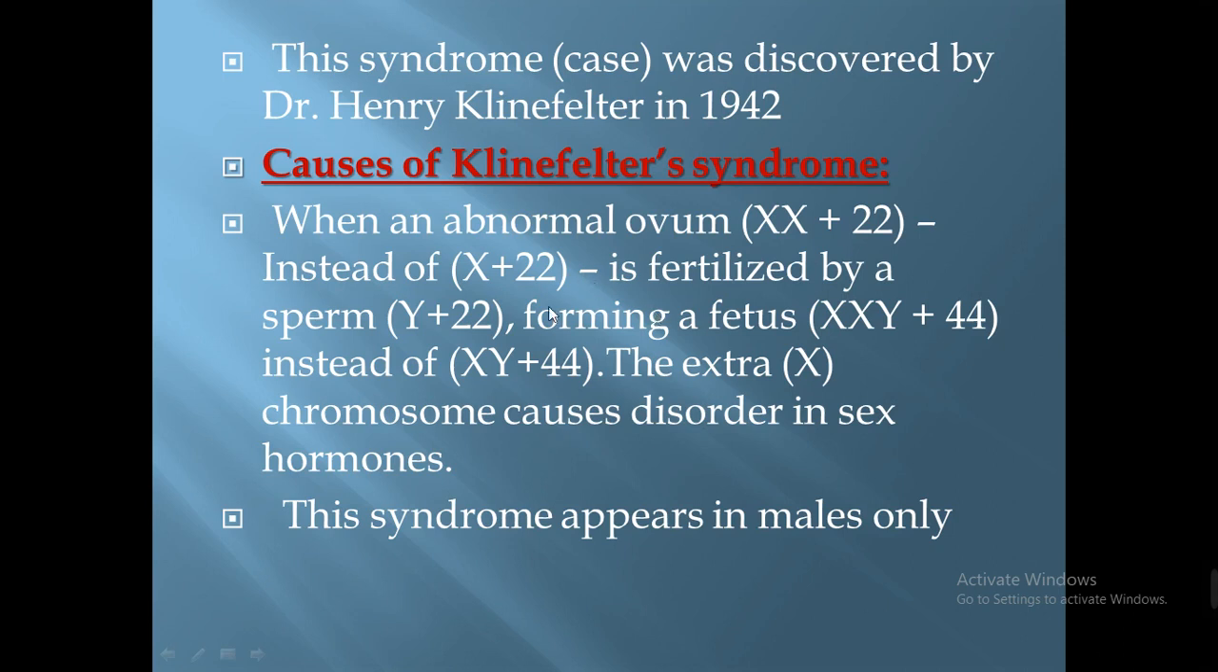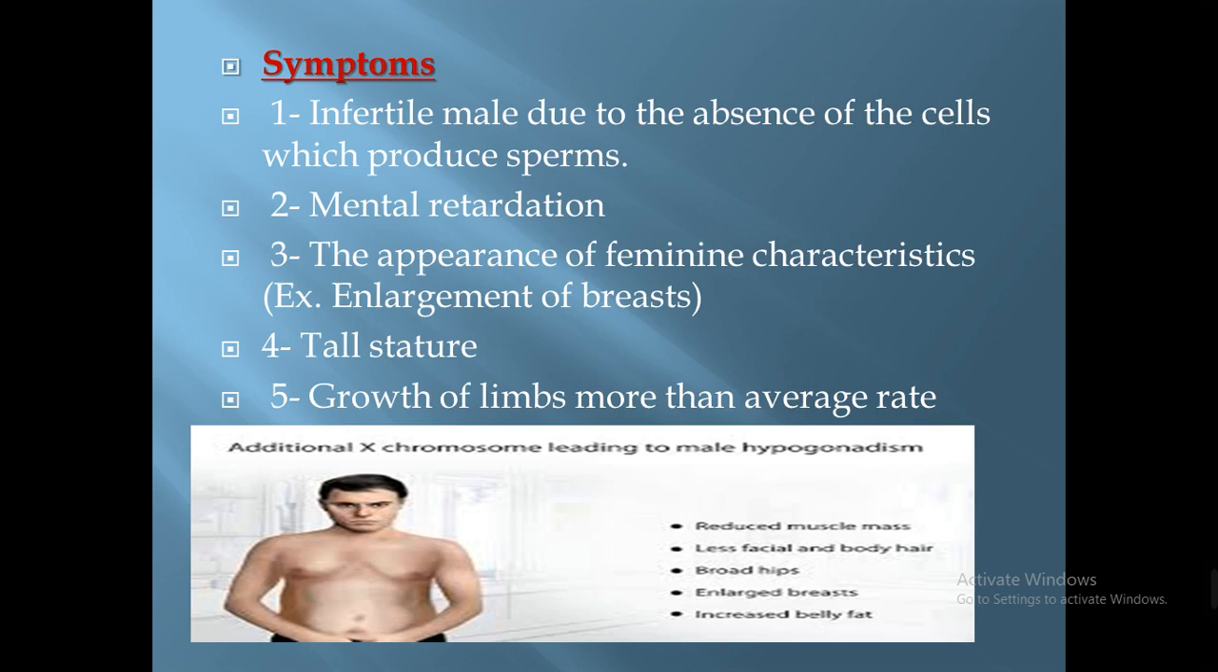So this is the explanation of the cause of this syndrome. Okay, what are the symptoms of Klinefelter syndrome? For sure, these men will not reach puberty or fully grow the reproductive organ to form the sperms and complete the sexual reproduction. So he will be an infertile male, can't reproduce due to the absence of the cells which produce the sperm.